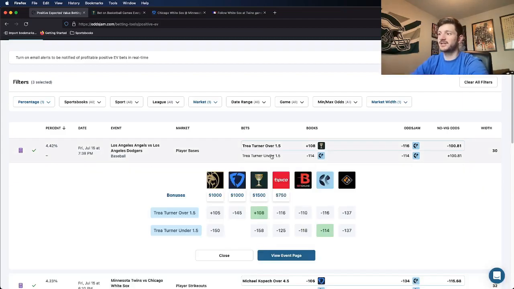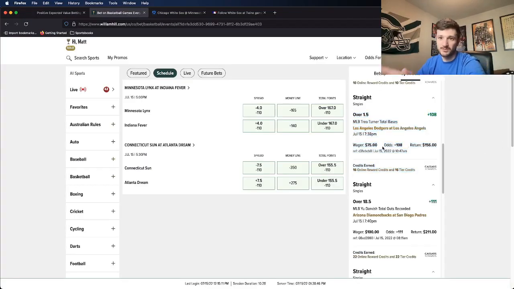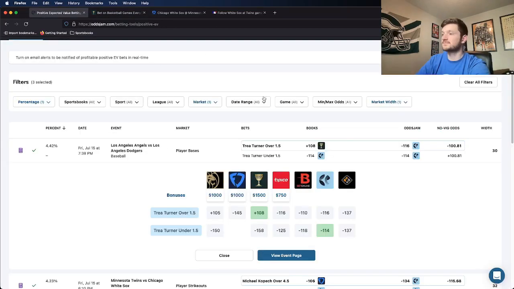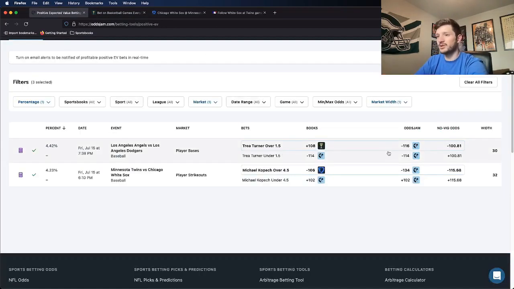The next one, I generally don't love taking player bases, but this one just has such good value. So I took Trea Turner over 1.5 player bases. This one I put a 3-unit play on, so I put $75 on this one. So for those of you tailing, put 75 on this one. And we'll look at the math first. The OddsJam line has it at minus 116. The no-vig odds have this roughly at even money, and we're getting it at plus 108 on Caesars, which is what I locked it in at. So the EV percent on this one is 4.42%. So $100 bet on each of these, and you're making close to $9.